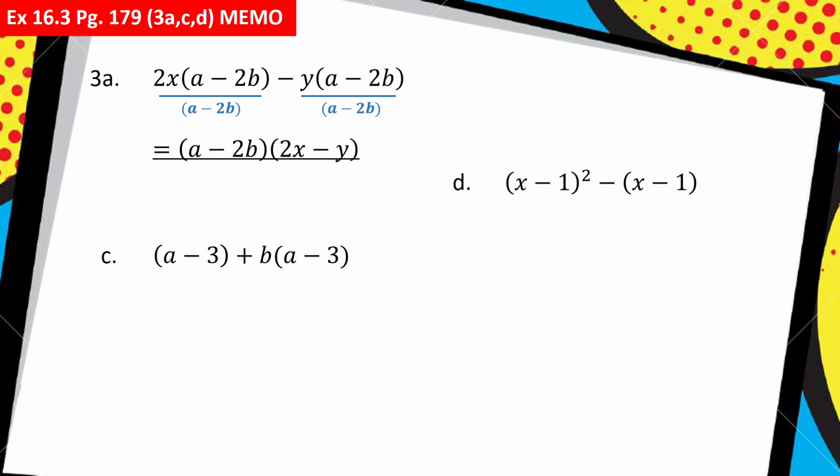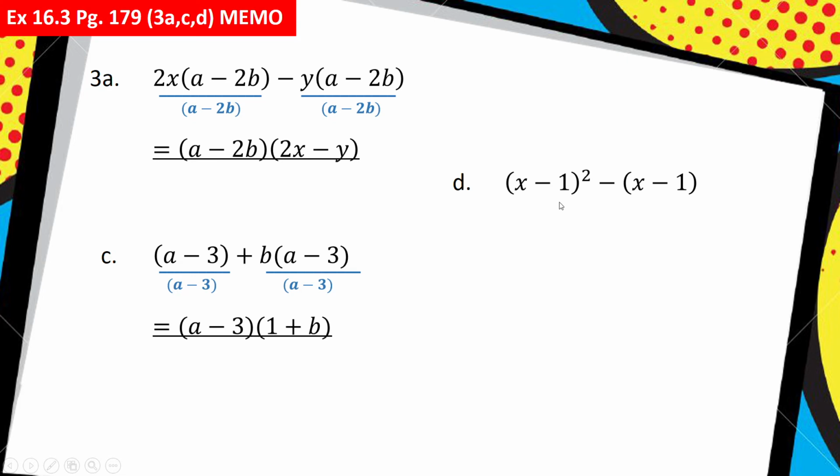Okay, let's do C. Again, in C, I've got a highest common factor that's a bracket because A minus 3 is common in both terms. So if I divide through by A minus 3, over here, I've got A minus 3 over A minus 3, which is just 1, because anything over itself is 1, plus those two A minus 3's will cancel, and I'll just be left with B. So I've got 1 plus b, and there's my highest common factor, which was the bracket.